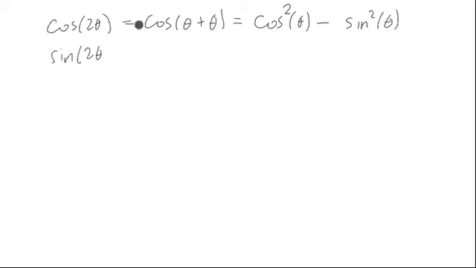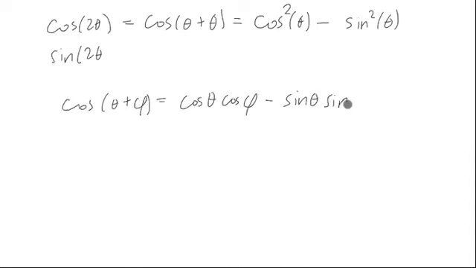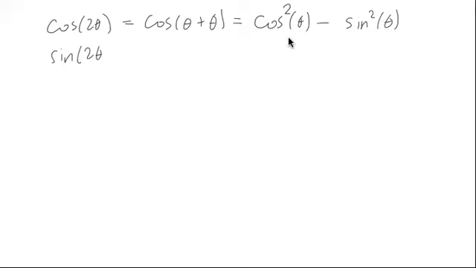Again, let's review where this came from and what it is really quickly. This comes from the identity cosine of theta plus phi is equal to cosine of theta cosine of phi minus sine of theta sine of phi. But then phi is equal to theta, hence we get this right here. Okay, so let's keep going right here and see what we can do.